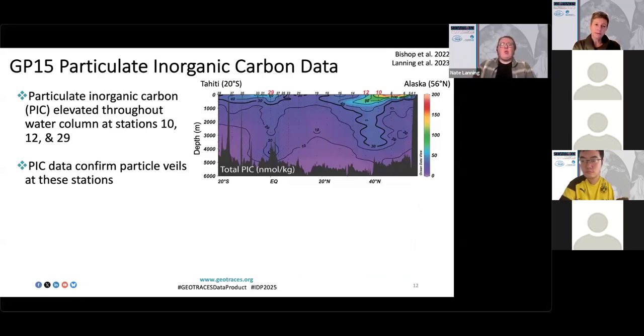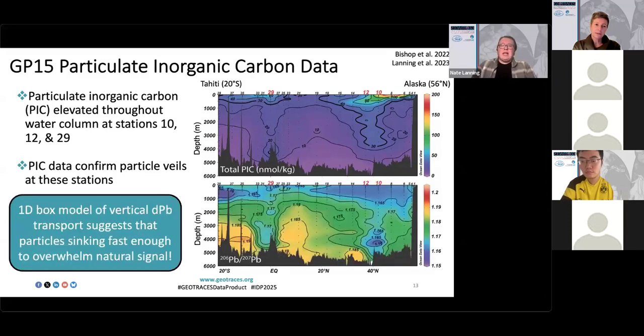When we did a simple 1D box model, we were trying to understand whether or not the dissolved lead transport could overwhelm natural signals. And what we found was that the vertical dissolved lead transport suggests that particle sinking is going on fast enough to overwhelm our natural signal. So thank you to Vinicius's calculations and Ed's calculations to be able to put together that box model.